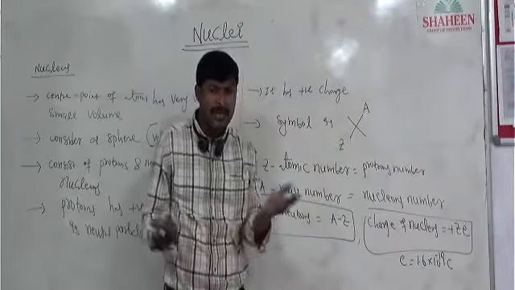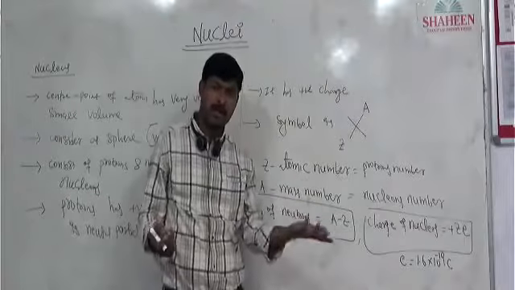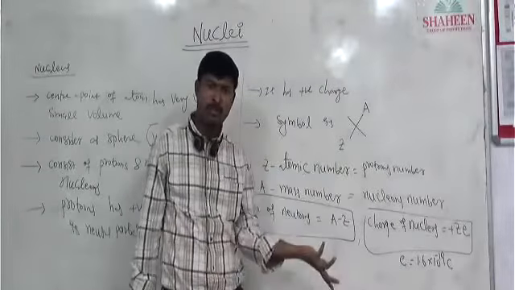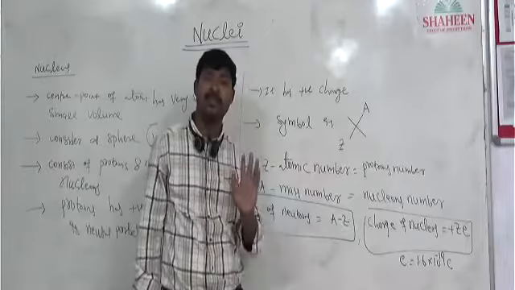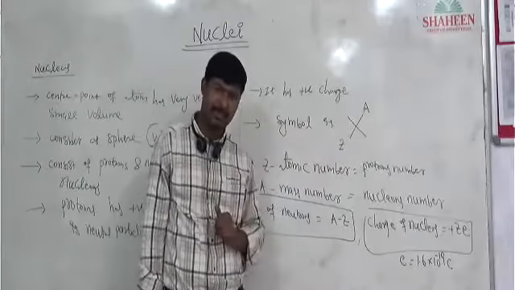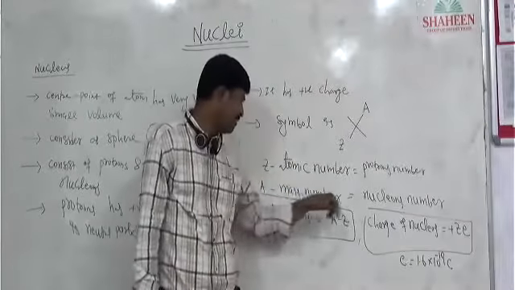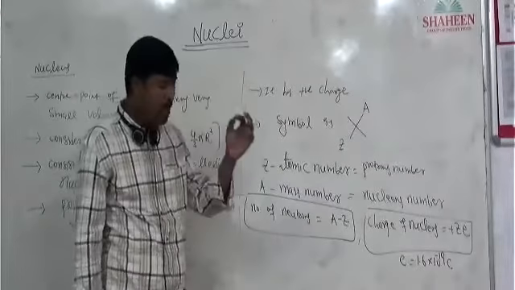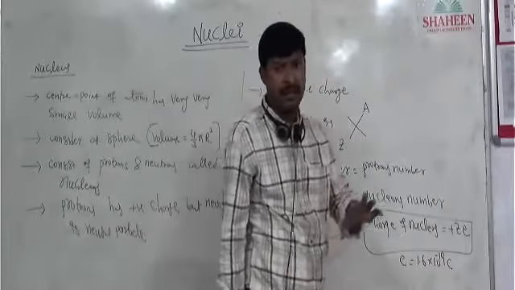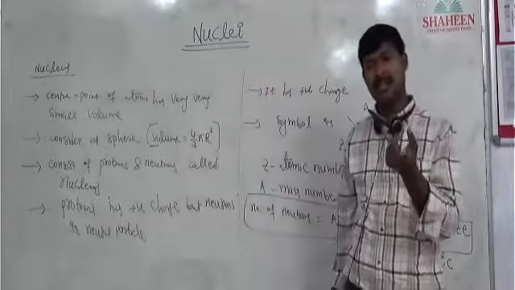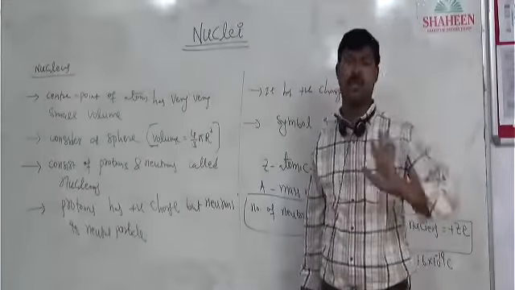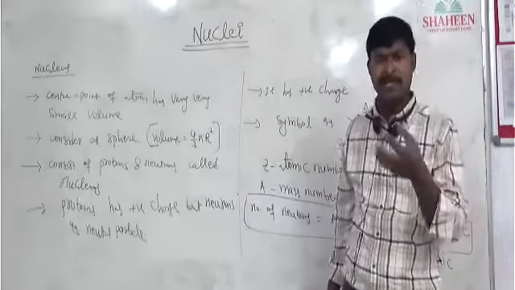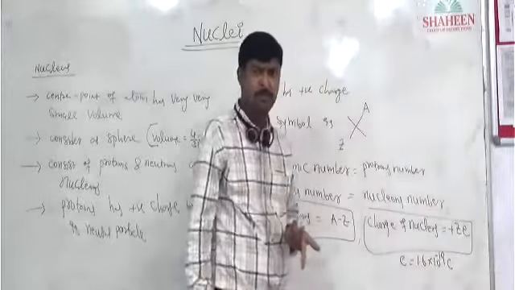A nucleon is nothing but a proton or a neutron that is present inside the nucleus. Proton we also call a nucleon, neutron we also call a nucleon, because they are present inside the nucleus. Correct? So A is the mass number, nothing but the nucleon number. Then how many nucleons are there, and that number into the mass of each nucleon. So multiply, then we will get the total mass of the nucleus.